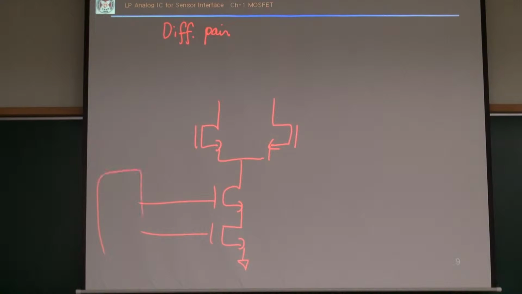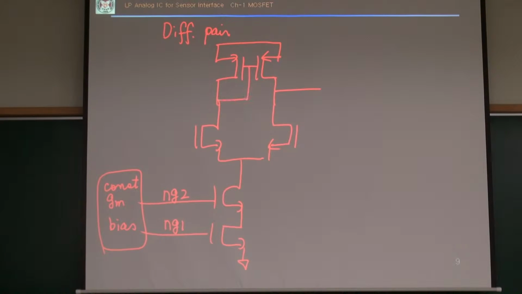Differential pair, NMOS input. I have an NMOS input transistor, and then I have a cascode current source. So this is connected to that constant GM bias circuit. And then this PMOS has just a current mirror. So this one is called active load.